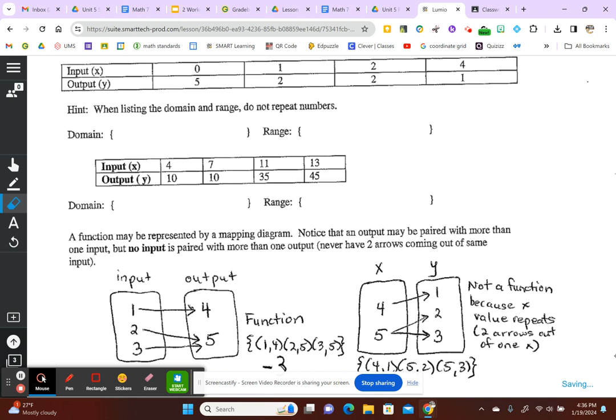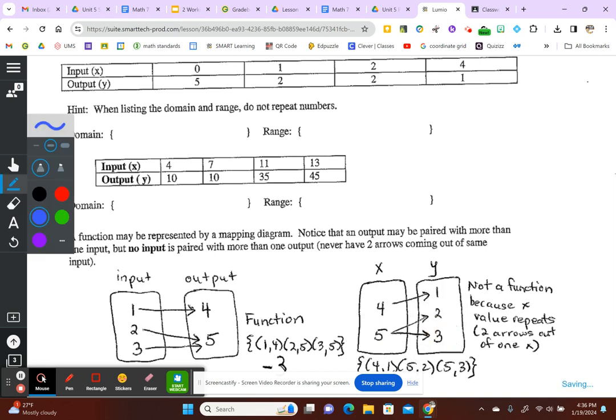So every time I put a 2 in, I get a 5. I don't put a 2 in and get a different number other than 5. That's what makes it a function. Now, if you look at this next mapping diagram, when I put a 5 in, sometimes I get a 2, sometimes I get a 3. That is not a function, okay? I notice there's 2 arrows coming out of one X value. Whenever that happens, it's not a function.